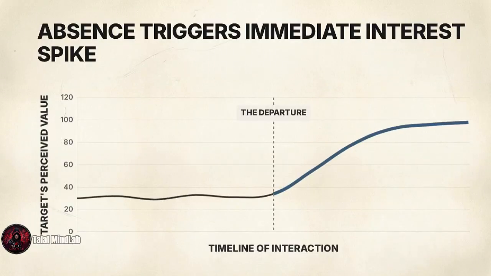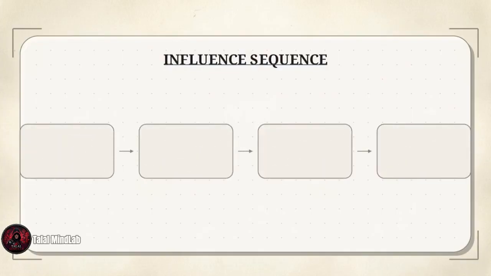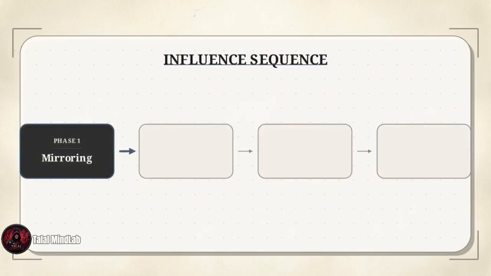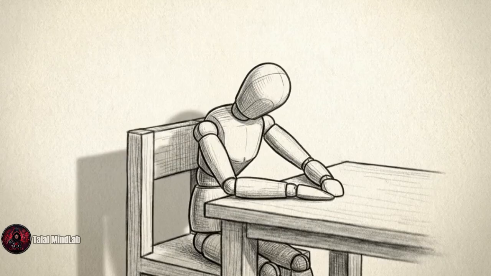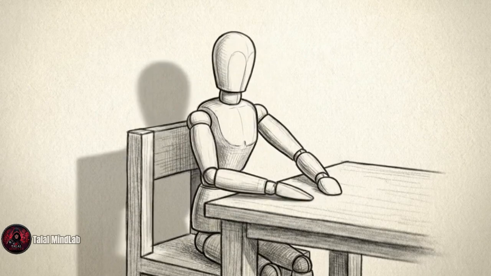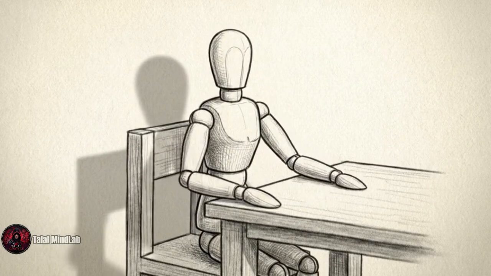This flowchart now contains the full 4-step progression you've built: mirroring, the micro-ask, the framed choice, and finally, silence. Operating with this map completely changes your social posture. You stop pleading for attention and start quietly engineering consent.